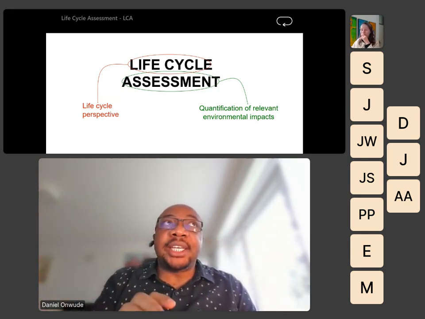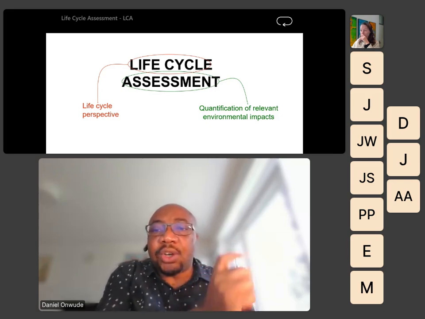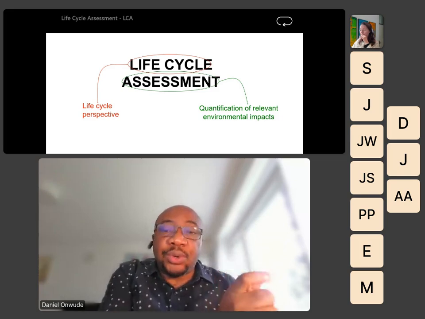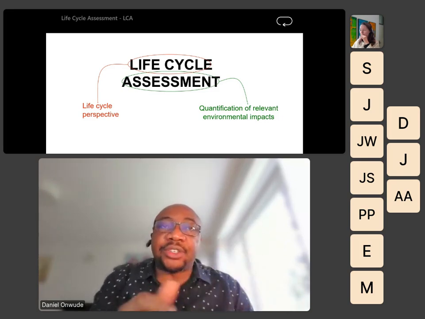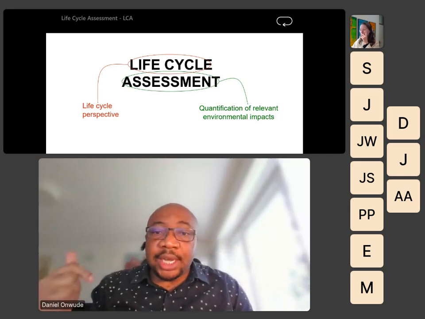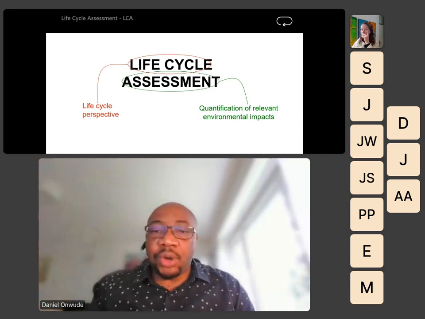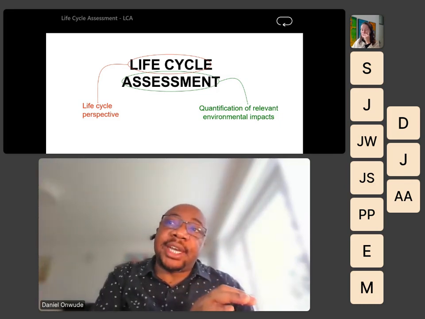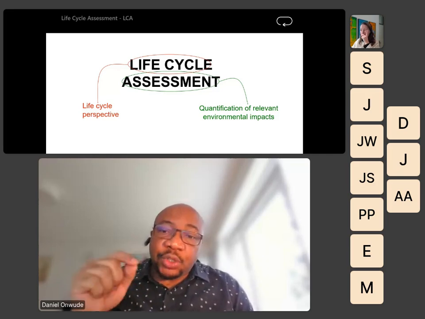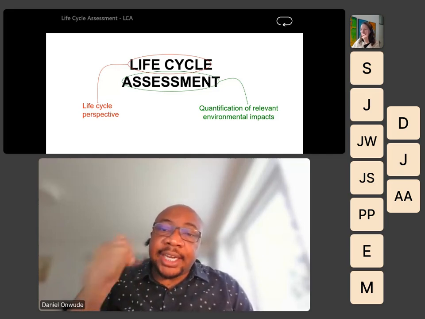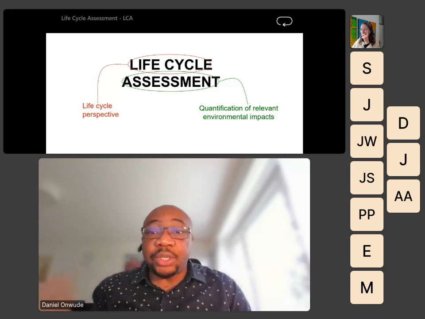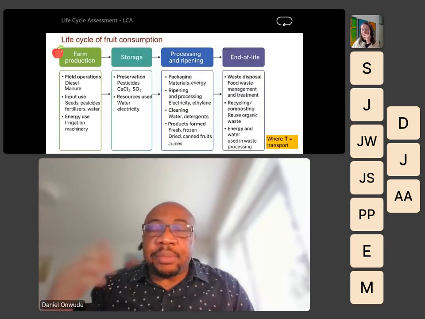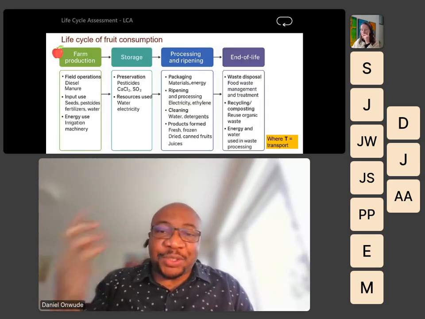Okay, and then the life cycle perspective basically considers all stages of a product, process, or system's production, which include, as I said earlier, resource extraction, manufacturing, transportation, use, and disposal. Right, we're going to see more about these in the subsequent slide. And then when you talk about quantification of relevant environmental impact, we focus more on impacts such as energy consumption, greenhouse gas emission, water usage, and even pollution. Okay. Now let's put a picture to what this idea is.